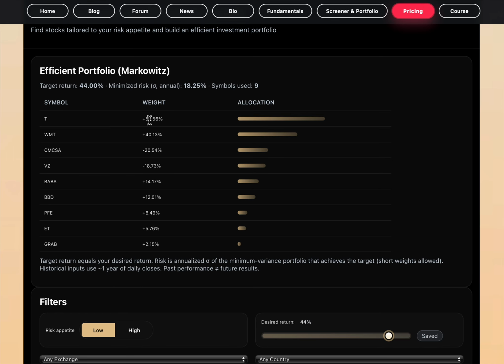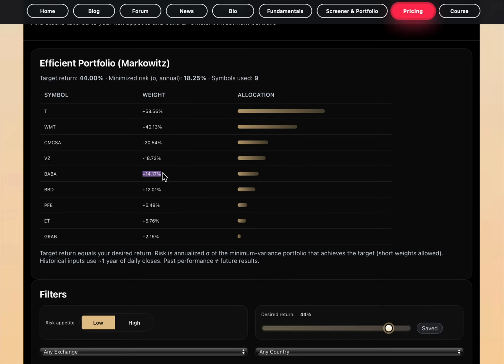The app says that if you allocate your selected stocks with these weights, you get this target return of 44% under 18% yearly loss. So this is your minimized loss, the minimum possible loss for your given portfolio. And let's see, 58% it is offering to allocate in this share. In Walmart, it is suggesting 40% allocation. And now you see this minus sign. That means a short sale. It means you can short sell the Comcast shares, 20% allocated to the short sale, 80% Verizon allocated to short sale. Long Baba means you're buying Alibaba shares.